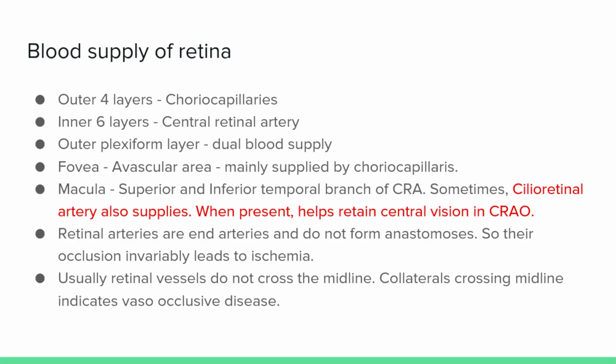Macula is supplied by the superior and inferior temporal branches of the central retinal artery. Sometimes the cilioretinal artery also supplies, and when it is present, it helps retain vision in CRAO. Retinal arteries are also end arteries and do not form anastomosis, so their occlusion invariably leads to ischemia. Usually, retinal vessels do not cross the midline, and collaterals crossing the midline indicate vaso-occlusive disease.